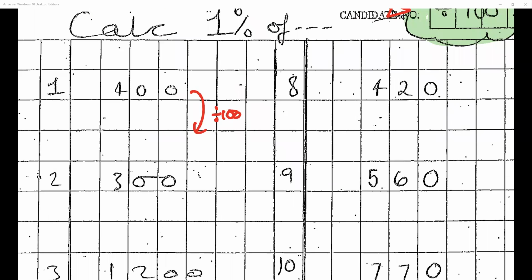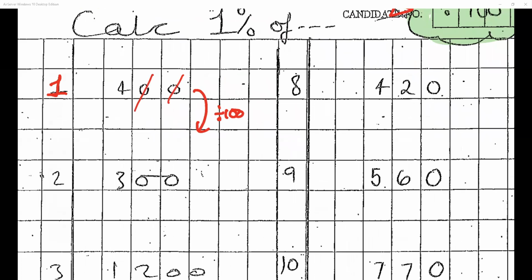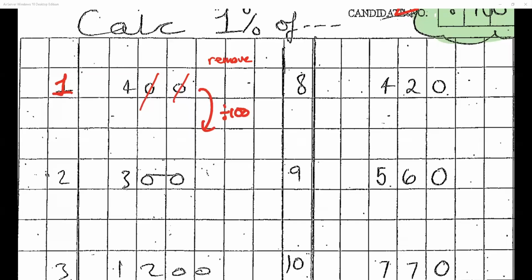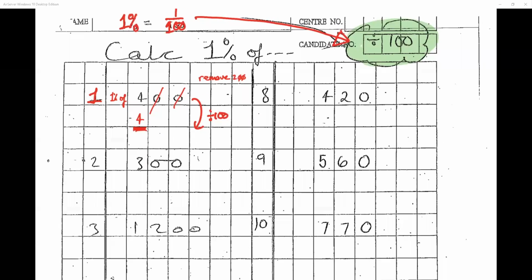How do I divide it by 100? This is question number 1, Aisha. What do we do? You get rid of the zeros. How many zeros do we get rid of? 2, because there are 2 zeros in 100. That's right. You remove 2 zeros if you have them. And you get 4. So the answer is? 4. So 1% of 400 is 4. Finish. Simple as that. Nice and straightforward, nice and simple.